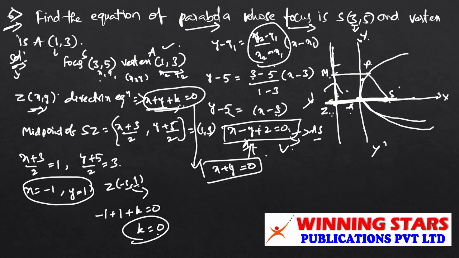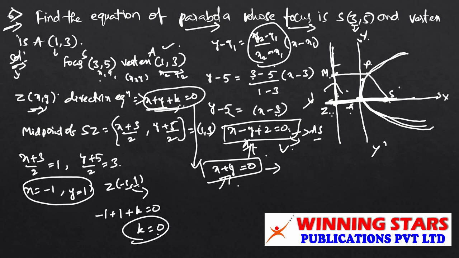Now we got this directrix, and h comma k also we got here. Now this is an equation, no? So this is the directrix equation. What we have to find? The equation of the parabola. So what is the equation of the parabola here?